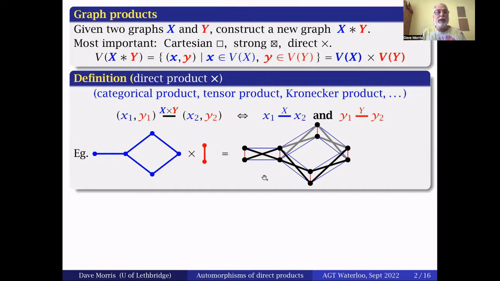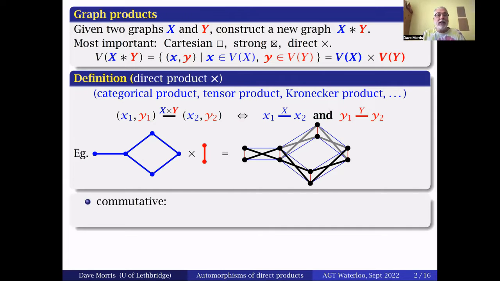And our most important example will be just crossing with K2, where you do get this picture where you take two copies of the original graph, throw away the edges, and instead put in those crossing edges. One thing is that if you look at this definition, it should be clear that X and Y are symmetric. So this product is commutative. If you take X times Y, it's going to look just like Y times X.